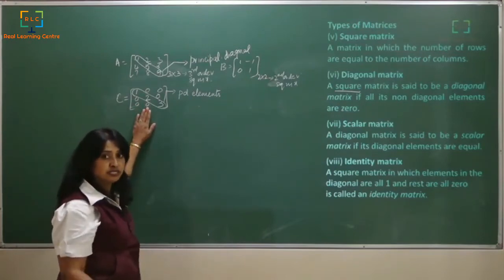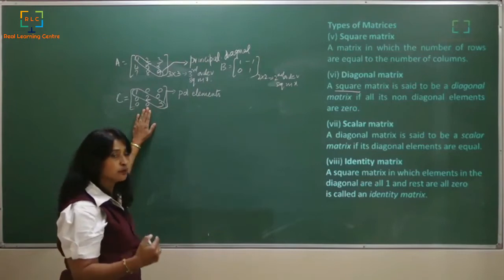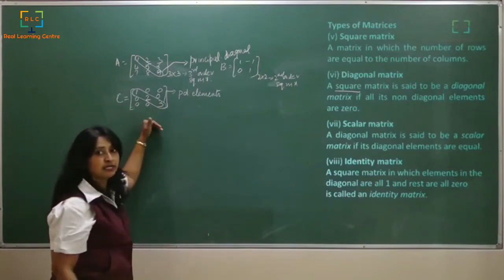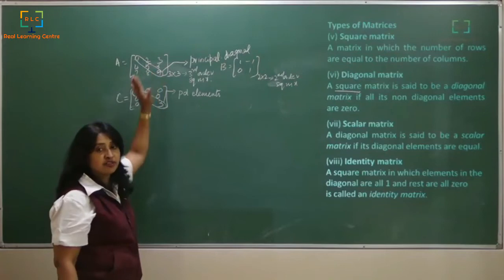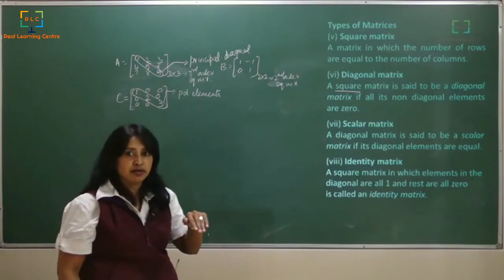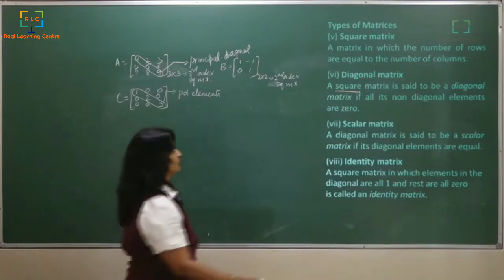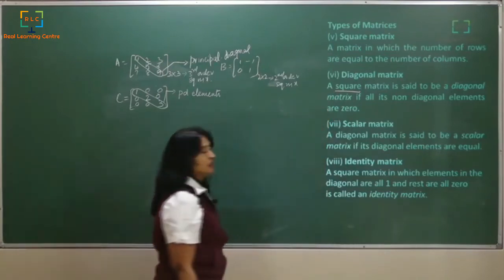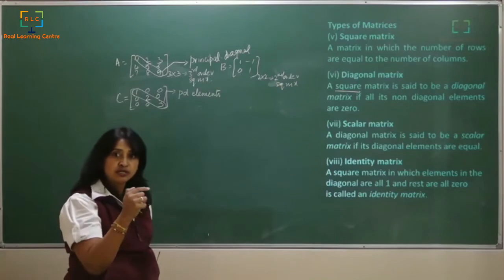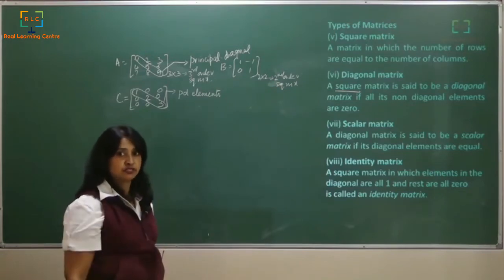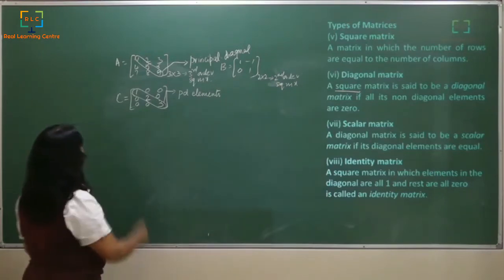My statement, you listen properly. Every diagonal matrix is a square matrix. Every square matrix cannot become a diagonal matrix, but every diagonal matrix is always a square matrix. So that is why this word square is very important. The diagonal will be available only in a square matrix. That is why you have to mention the word square. And let's go to the next one.